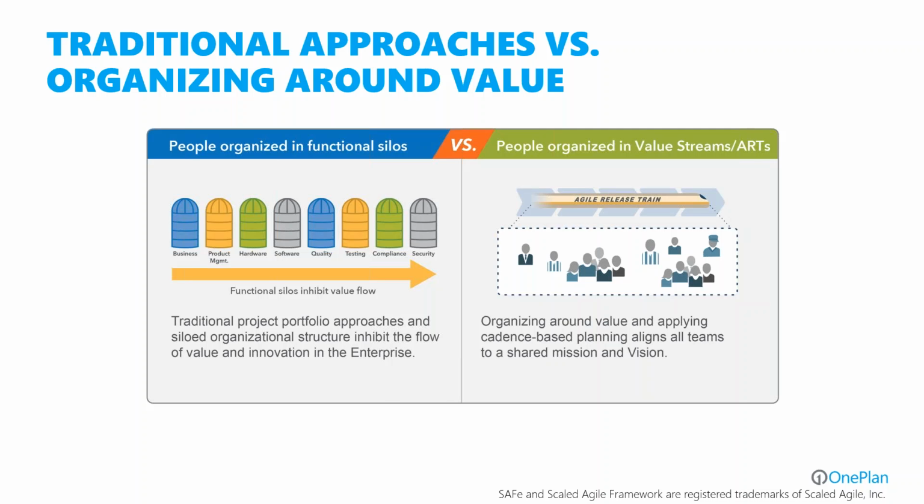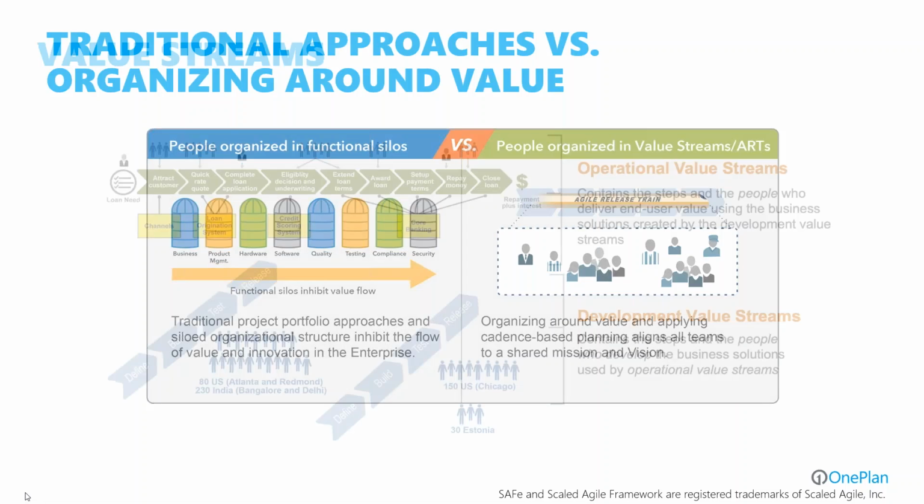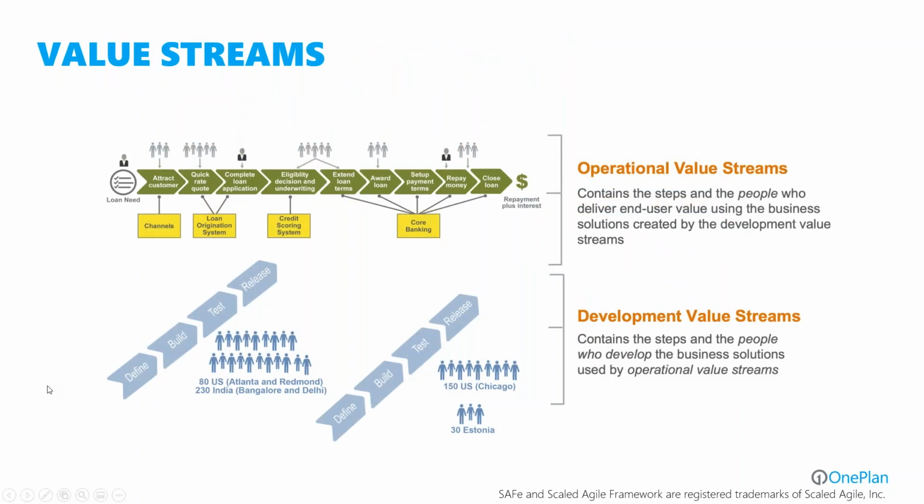So right there, you're already not set up for success. The thinking with LPM is trying to organize people around value by using the value stream concept. So let's look at that. With value streams, you think about the customer as you organize your people.